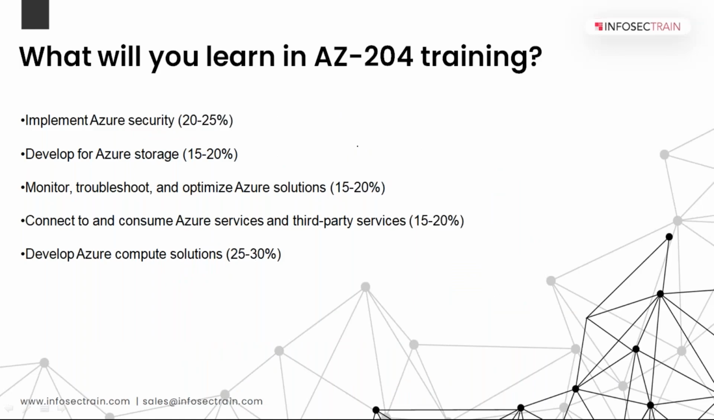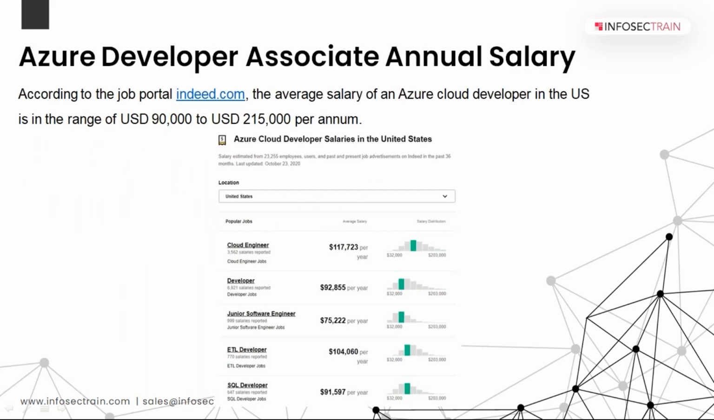We just discussed all the things you will be learning in this training for your AZ-204 examination. Now, let's see what the annual salary is of someone who is AZ-204 certified. According to the job portal Indeed.com, the annual salary of an Azure cloud developer in the US ranges from USD 90,000 to USD 215,000 per annum. You can see this in the image also.